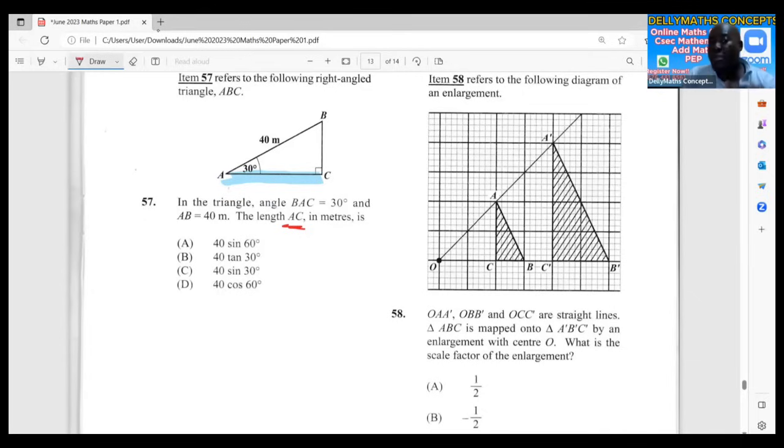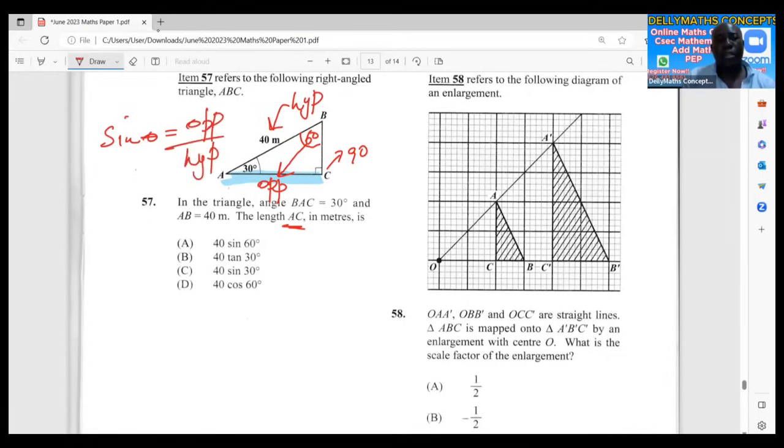Now I would have to understand that if there are 3 angles in a triangle and this one is 90, it means that this one up here must be 60. So now I'm going to look from where 60 is. 60 to AC is opposite. And this is the hypotenuse. Opposite and hypotenuse will be dealing with the sine of the angle, which is equal to the opposite side over the hypotenuse. So sine of 60 is equal to AC all over 40. If I multiply both sides by 40, I'm definitely seeing that AC is 40 sine 60.